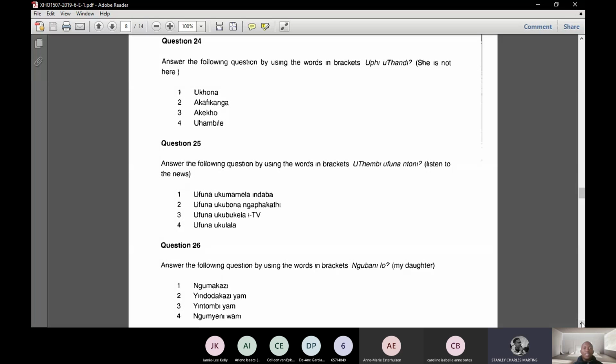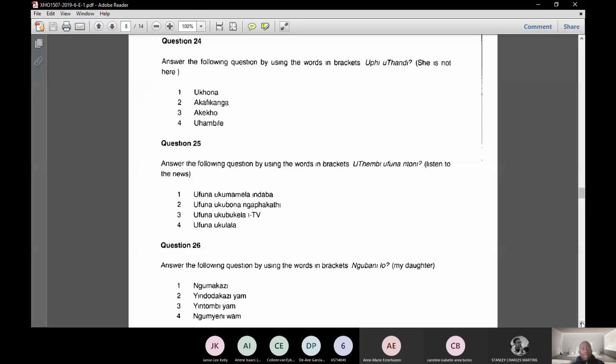Remember, last week we did the negative verbs. Is it number 1? You add an A in the beginning, and you change the suffix. It's not number 1 because number 1 is positive. The answer is she is not here, so it's negative. Then it's 3. Number 3 is correct.